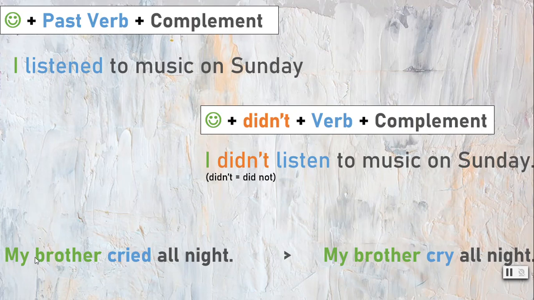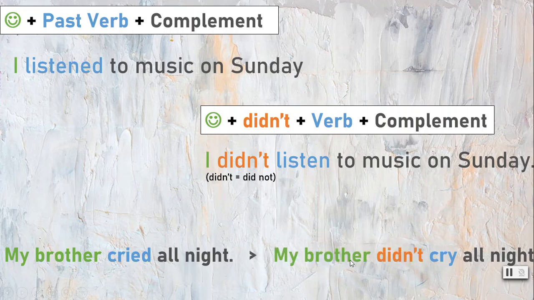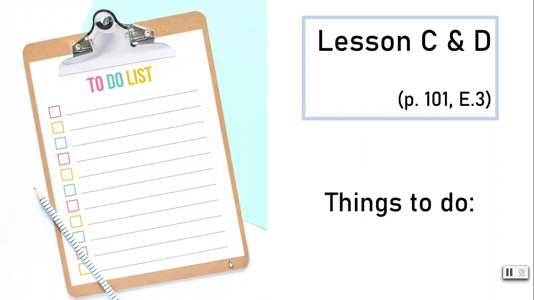Another example is, my brother cried all night. This is an affirmative sentence, and the negative is, my brother didn't cry all night. Okay, this was the review for lessons A and B. So let's continue with lessons C and D. You can check on page number 101, and this is the exercise 3, grammar, and we have things to do. This is on page 100, sorry.